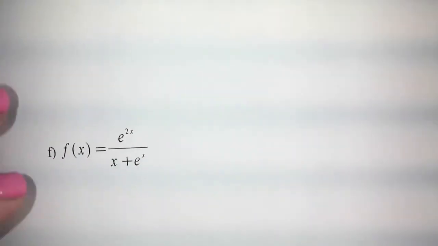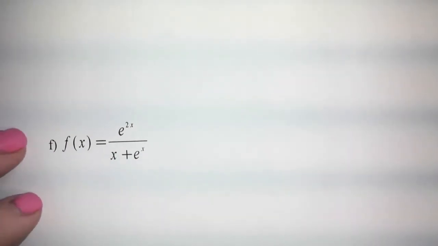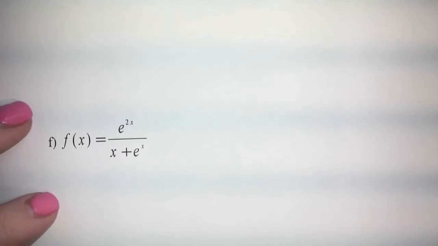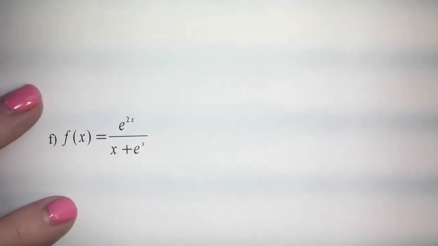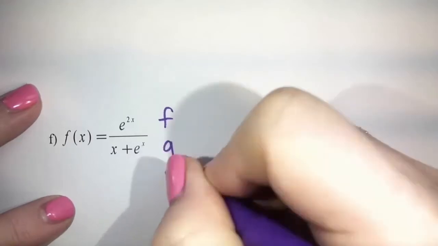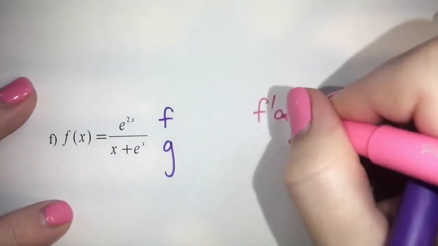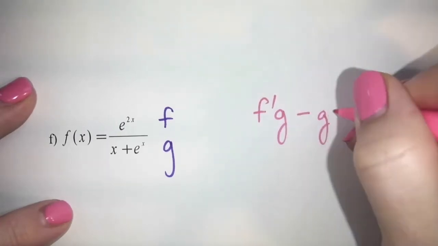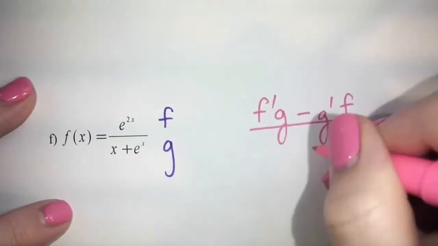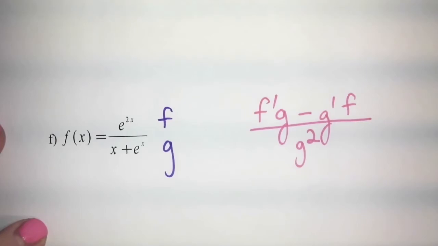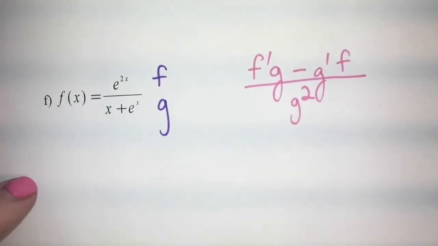Okay, in F, we have f of x equals e to the 2x all over x plus e to the x. So we have f over g, so we're looking at a quotient rule here. So we've got derivative of the top times the bottom minus derivative of the bottom times the top all over bottom squared. So go ahead, hit pause, and see if you can get the derivative here, what it would be.